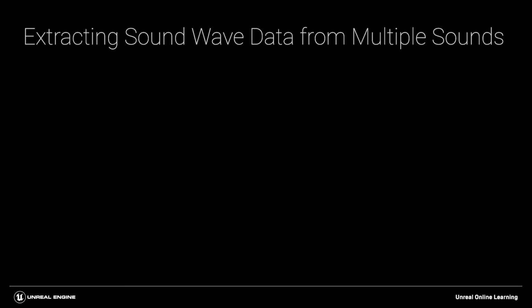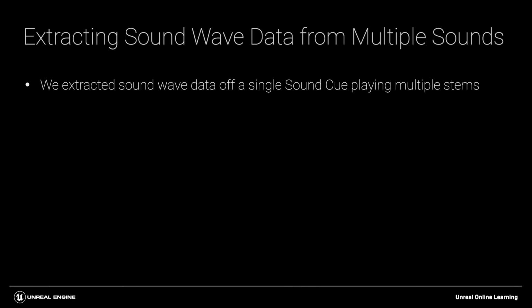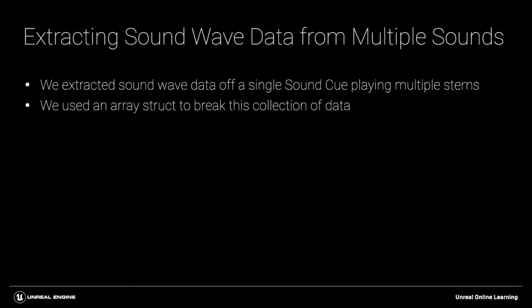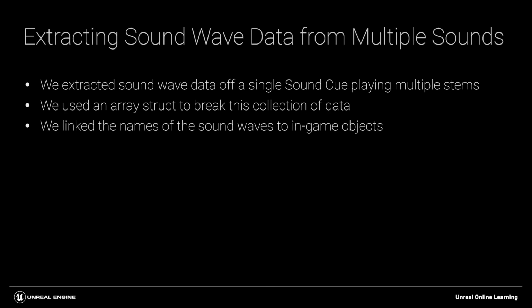In this video, we've seen how we can access the envelope data of individual sounds even when they're playing together on a sound cue. By reading through the array of structs each tick, we're able to break these collections of data and use the names of the sound waves to route their envelope data to different parameters of an in-game object.